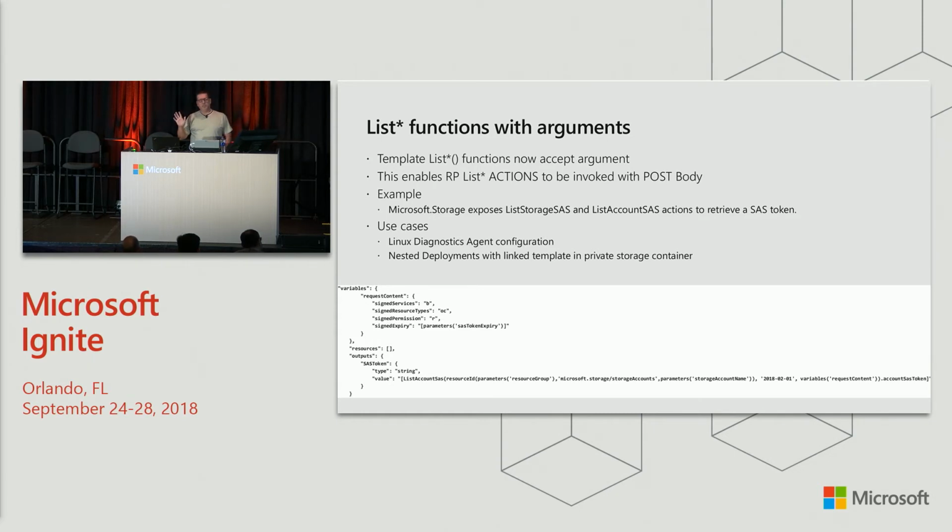There are some other examples where it's useful. I think Linux Diagnostics requires a SAS token. Linux Diagnostics extension requires you to provide a SAS token to it for it to work, in which case it couldn't work in a template, and now it can. And you can see at the bottom here, unfortunately, it seems to get squashed a bit on my screen, there's a variable defined here which contains the body that's going to get posted to the RP, and over here we're just passing that variable content as an extra parameter in the function.